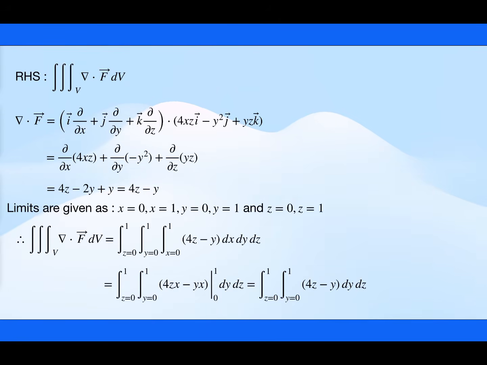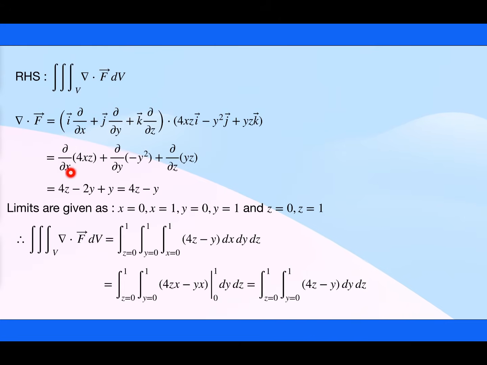Now you can very well see this is the dot product, so i dot i becomes 1, j dot j becomes 1 and k dot k becomes 1, the remaining dot products are 0. So when i dot i becomes 1, this dou by dou x is multiplied with 4xz. Similarly, when j dot j becomes 1, dou by dou y is multiplied with minus y square. And when k dot k becomes 1, dou by dou z is multiplied with yz.